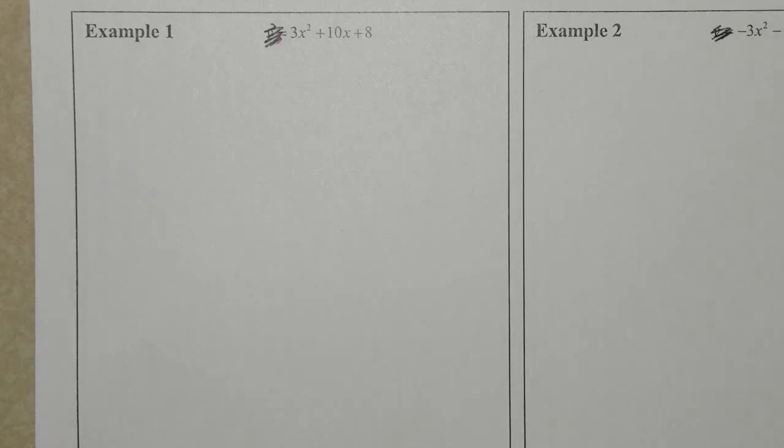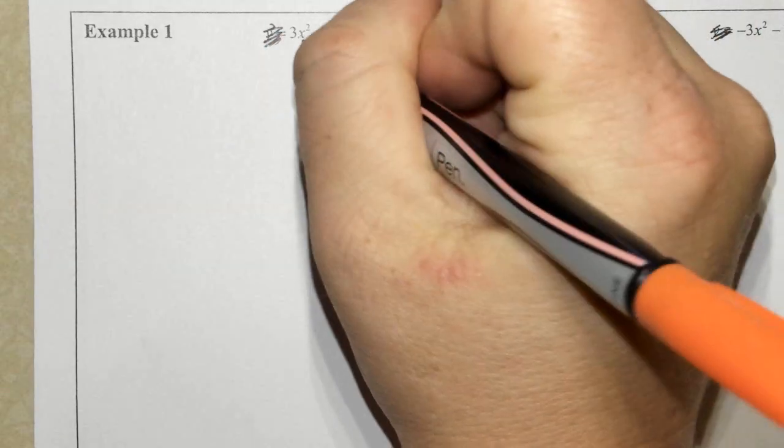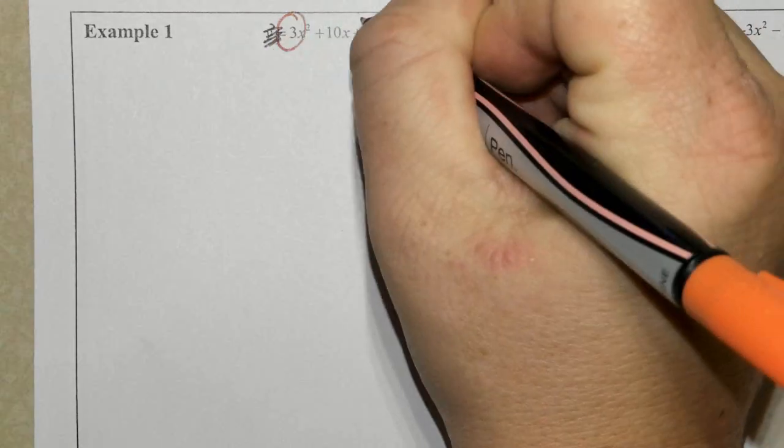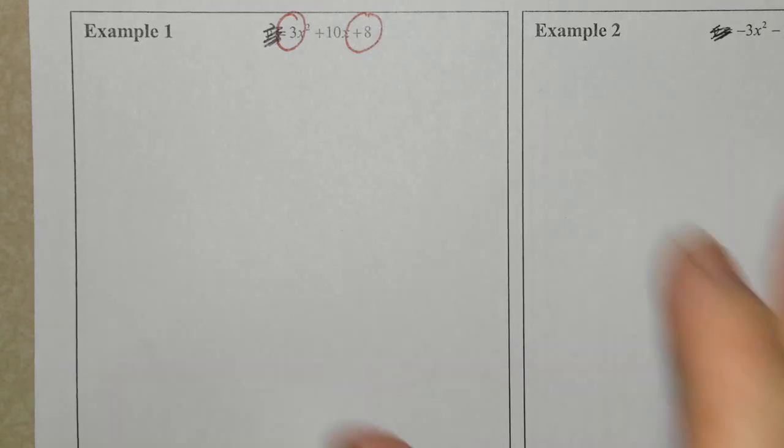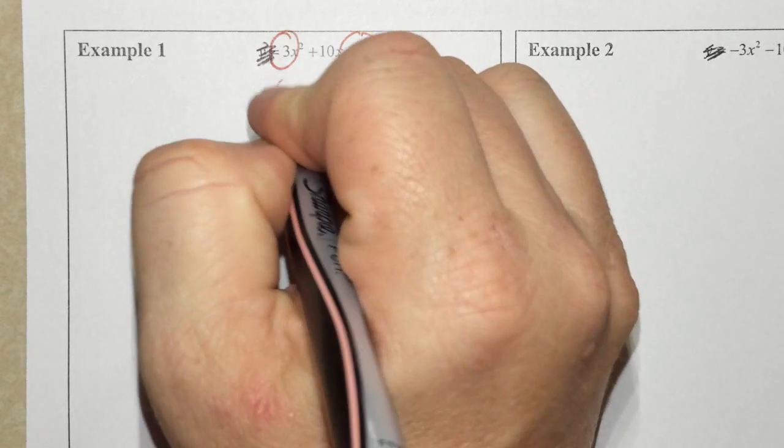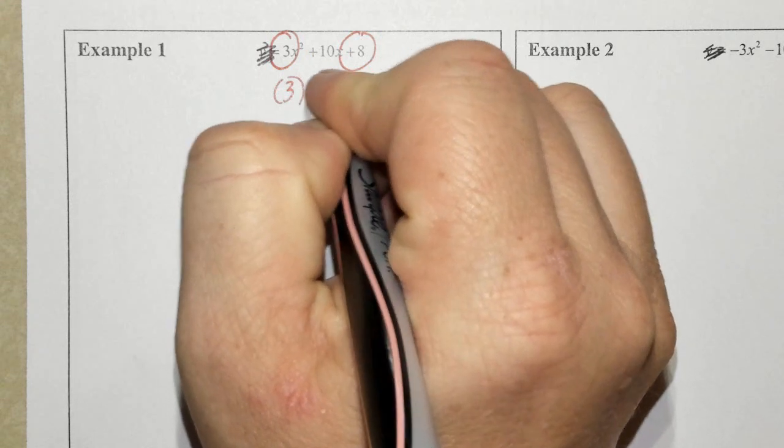So we're going to be using the bottoms-up method to do this. If you happen to have more than one type of writing utensil, so maybe like a highlighter or a pen and pencil, that may help to identify some parts. So I'm going to start by circling the 3 and the positive 8. I'm going to multiply these two numbers. 3 times positive 8 is 24.